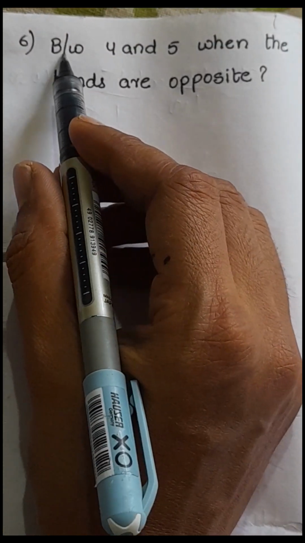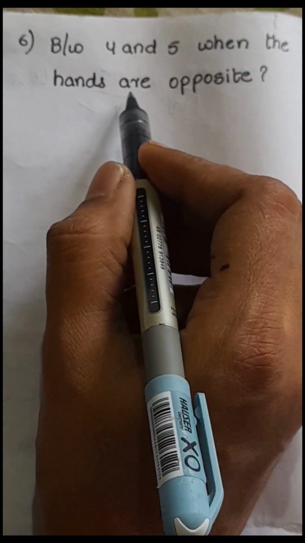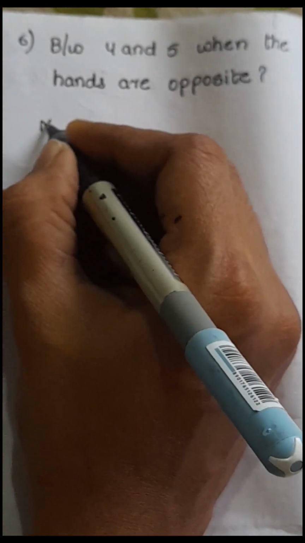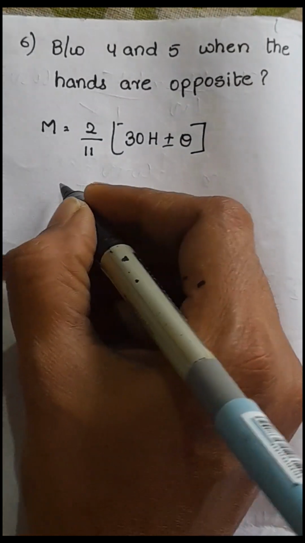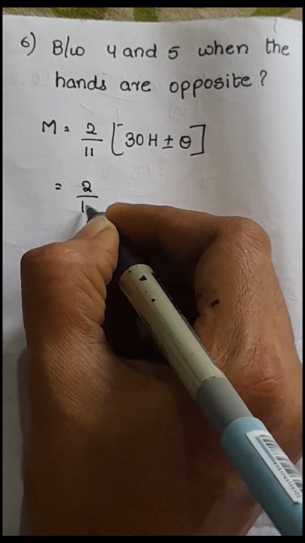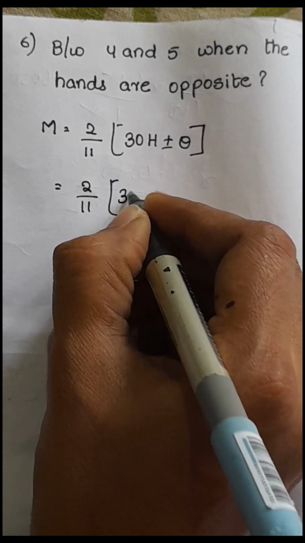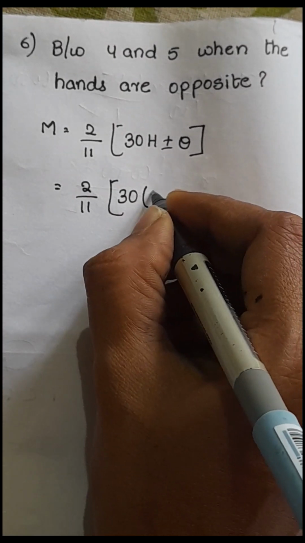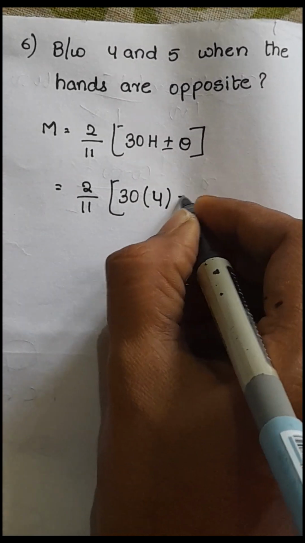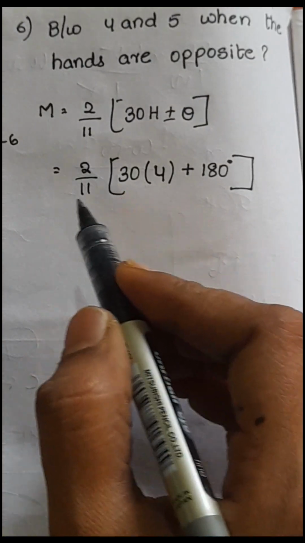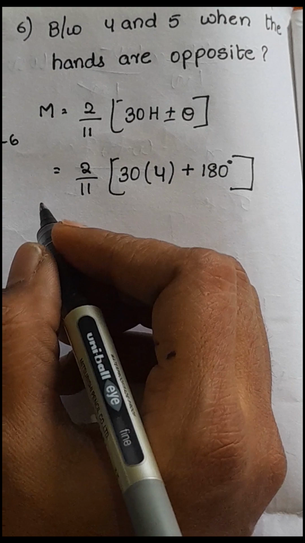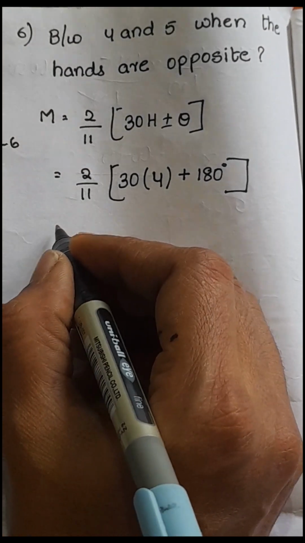The question is, between 4 and 5 when the hands are opposite. We take the formula 2 by 11 into 30h plus or minus theta. 2 by 11 into 30. We should take h as 4. Starting hour is 4. We should take 180 degrees because the time given is between 12 to 6. So we should take 180 degrees.